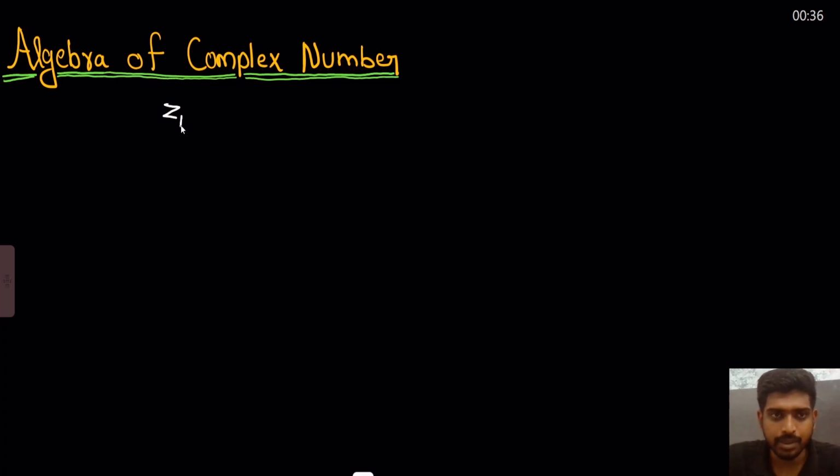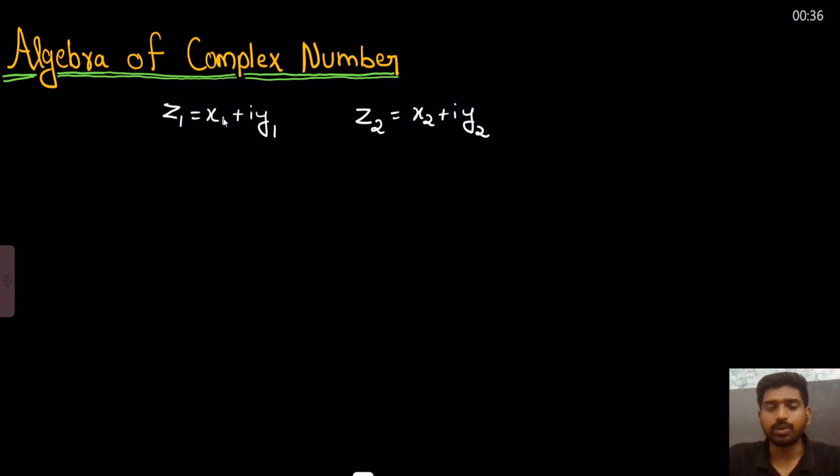A complex number Z1 is x1 plus iota y1, and one more complex number Z2 is x2 plus iota y2. So what is the real part of Z1? The real part of Z1 is x1. The imaginary part of Z1 is y1. The real part of Z2 is x2. And the imaginary part of Z2 is y2.